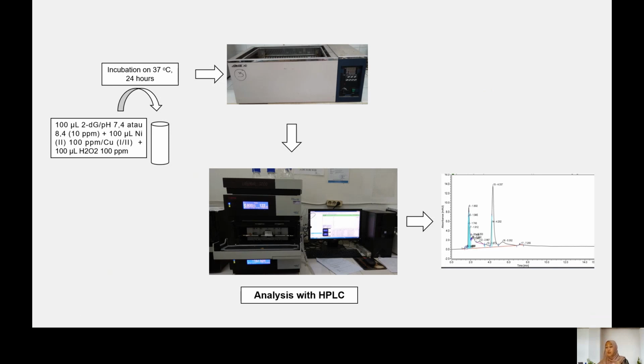Maybe this is a little picture related to the procedure that has been done. So in the glass reaction, 2-deoxyguanosine with the metal and hydrogen peroxide, and we have to shake for homogeneity, and then incubate at 37 degrees Celsius for 24 hours in an incubation shaker. And after this, we have to analyze it with HPLC, and then this is the chromatogram that will appear on the HPLC instrument computer screen.